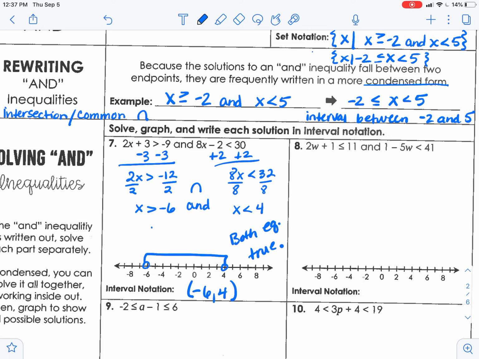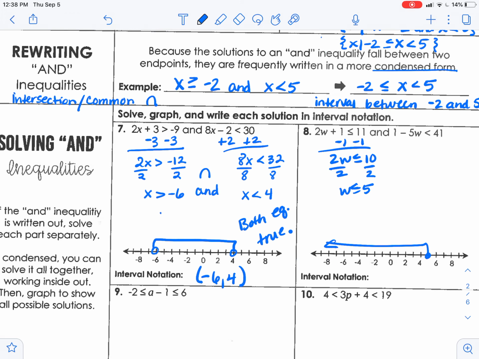They're all going to look that way. I'll run through one more real quick, and then I'll be done. So I'm just going to run through this really quick. Okay, so W is greater than or equal to 5. Sorry, less than or equal to. I'm not sure what I'm doing. Okay, there we go. And then I'm going to do my next one.